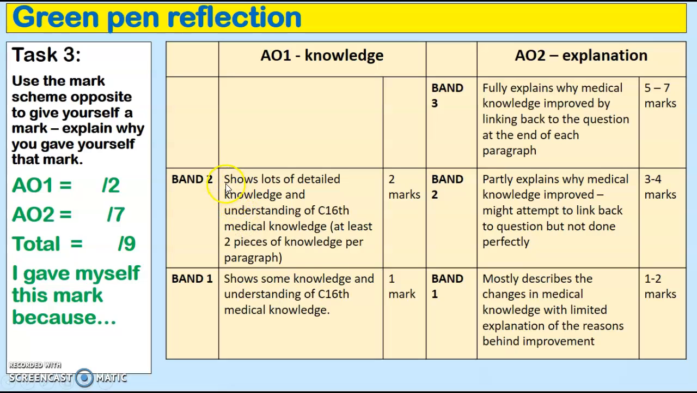Okay, now you've annotated your answer, I'd like you to give yourself a mark. For this type of question, there are 2 mark schemes they're looking for: AO1, which looks at knowledge, and AO2, which looks at explanation. There are 2 marks for knowledge and 7 marks for explanation. Where would you place yourself?